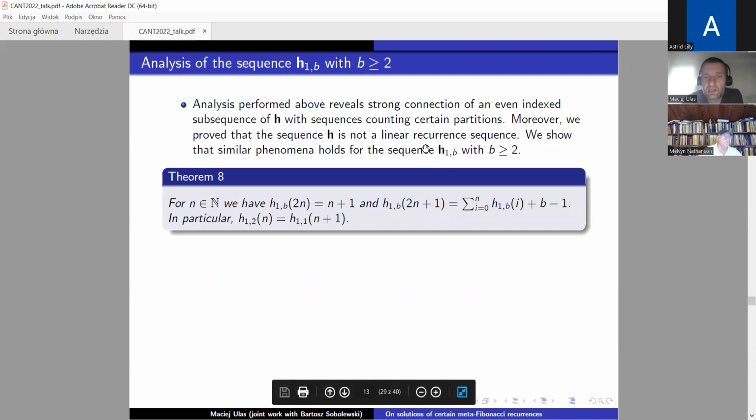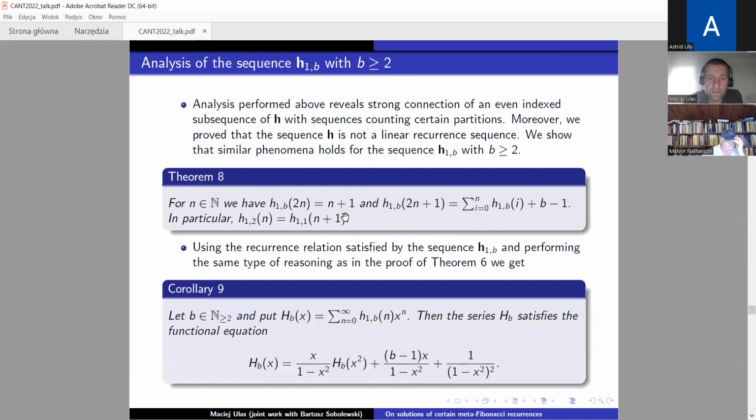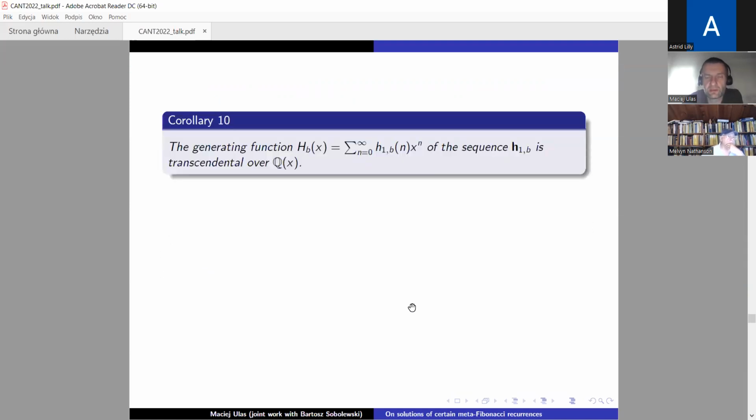Okay, so what is going on in the case where b is greater or equal to 2? Essentially, very similar arguments allow us to prove that we have a recurrence like the one given here. Then we have a generating function of a similar type, which is a Mahler type functional equation. So again, we can compute some expansions, and especially prove that this function is still transcendental over Q(x).